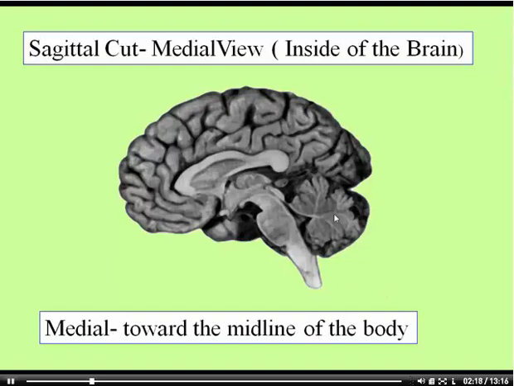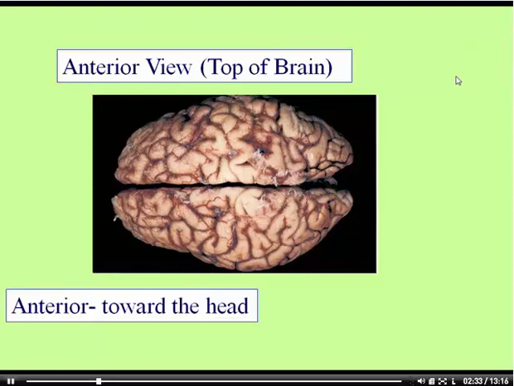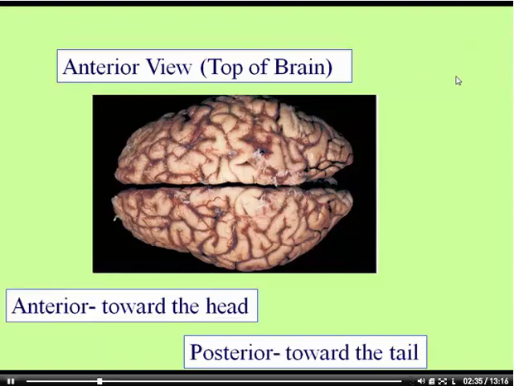Okay, let's go to the next one. Now, this is where it kind of gets tricky because even though this is saying it's the anterior portion of the brain, it'd be more like in this area because anterior means, your textbook says, toward the front. I said toward the head. Posterior means toward the tail.